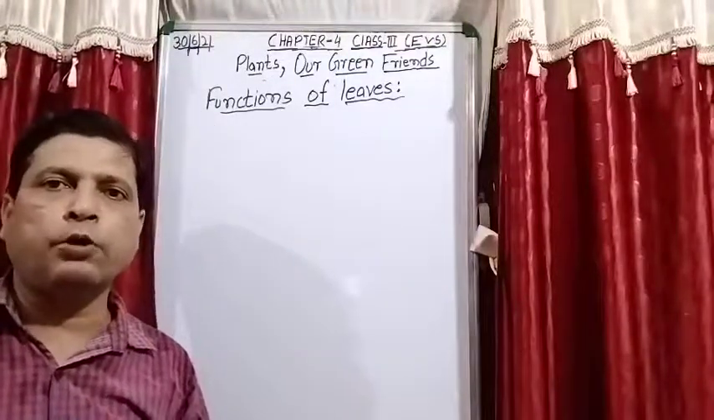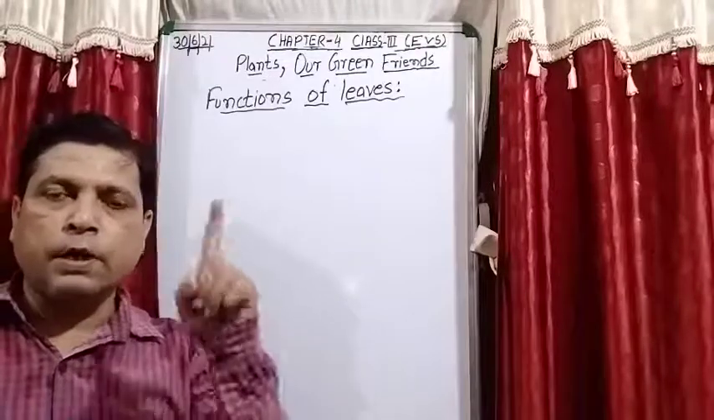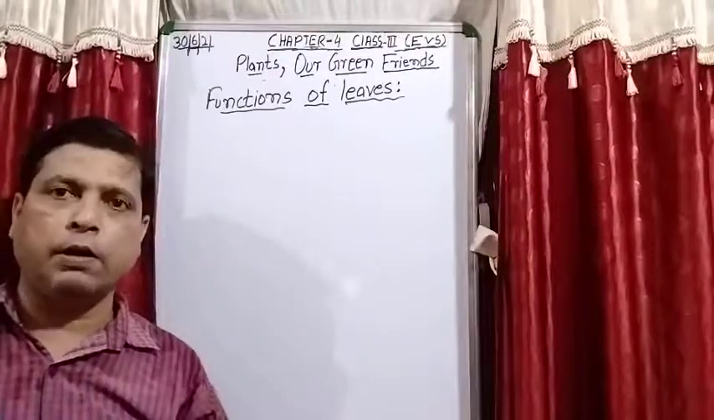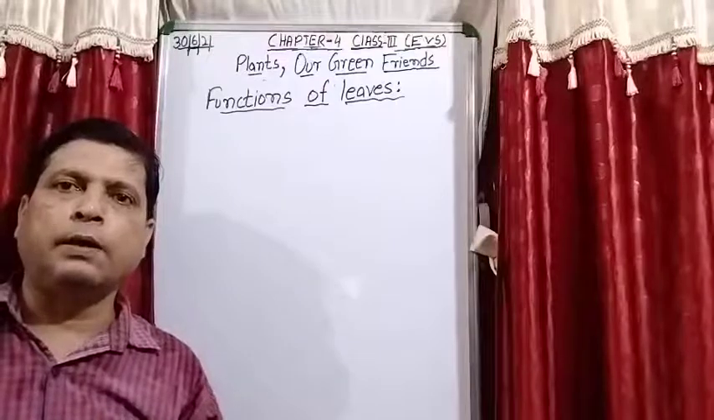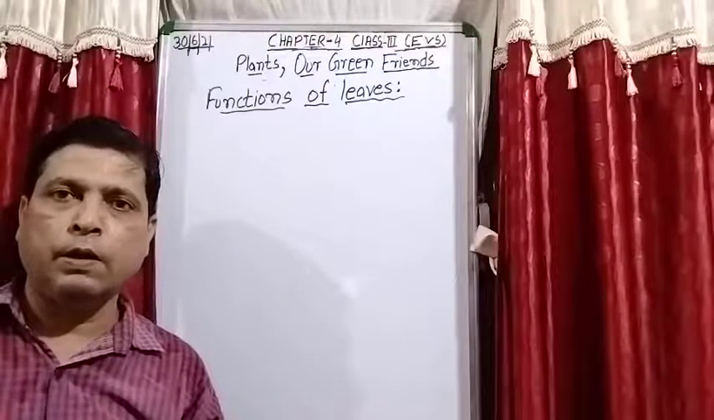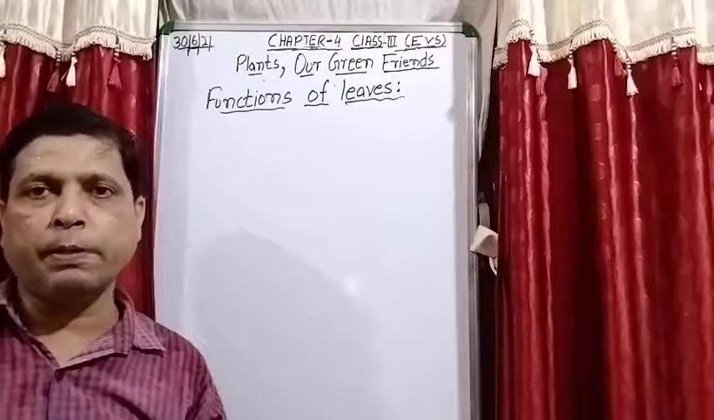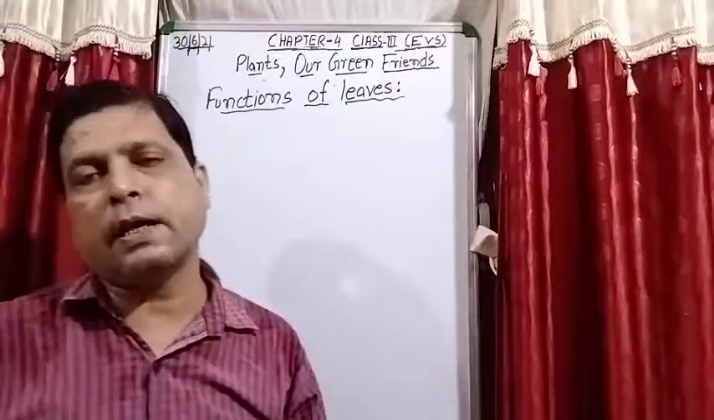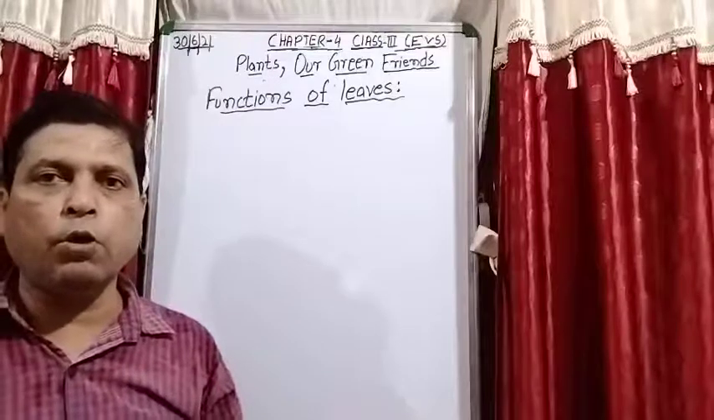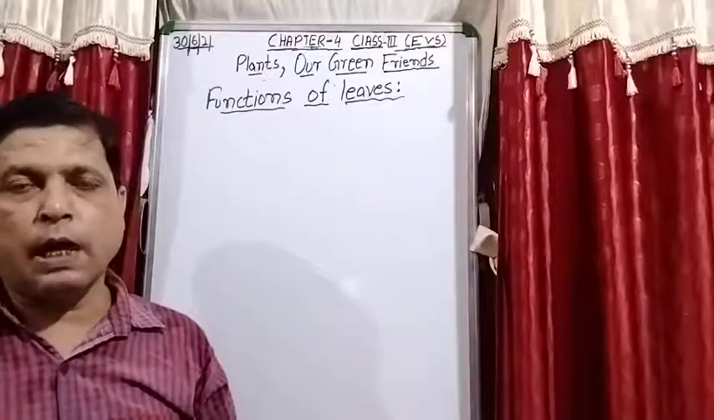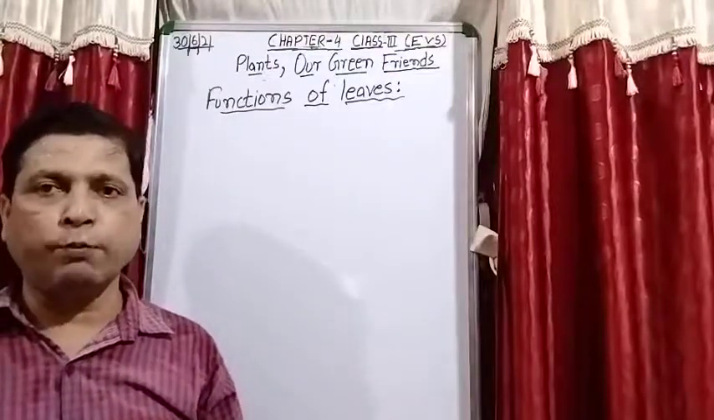Because when we are talking about the different parts of the plant, always this question comes: which part of the plant can prepare the food? So the name of that part is leaves. Leaves can prepare their own food. That is the reason they are known as the kitchen of the plant, or you can say leaves are also known as the food factory of the plant.